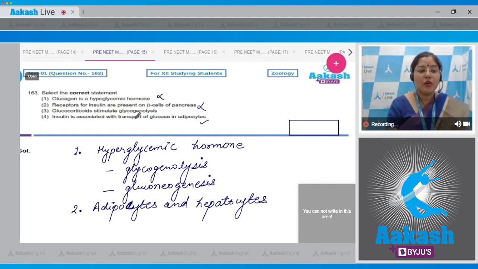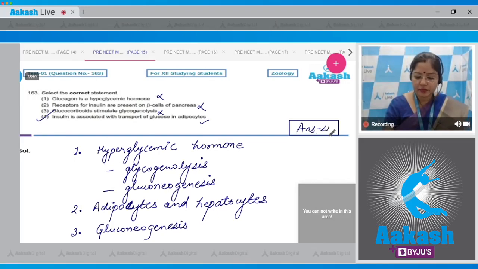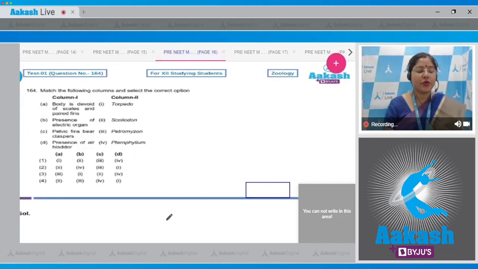This is correct. Glucocorticoids stimulate glycogenolysis. This is incorrect because glucocorticoids stimulate gluconeogenesis and not glycogenolysis. So correct answer to this question is option number 4. Let's proceed to the next question.